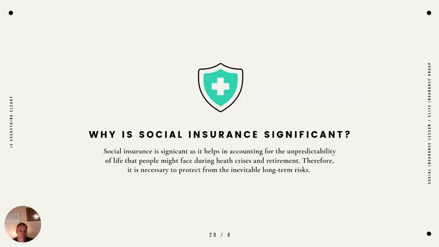Social insurance is significant because it helps in accounting for the unpredictability of life that people may face when they face a health crisis or, like I said, retirement. So it is necessary to protect those from inevitable long-term risks.